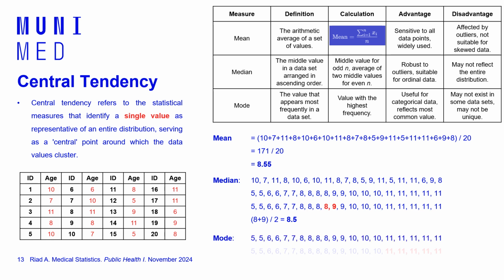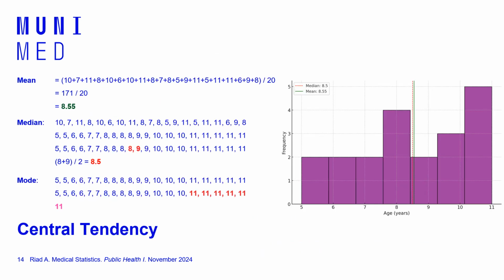Then we have the mode, and mode is very simple. You just have to organize the values, as you can see, and look at the most repeated value. In this case, the most repeated value was 11. That's why this was the mode.